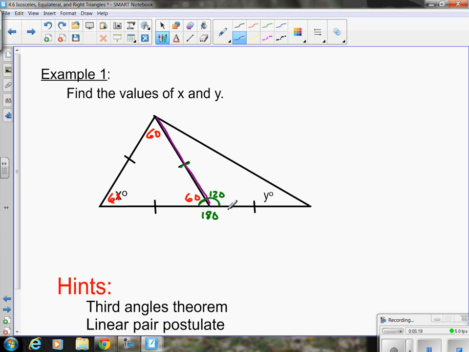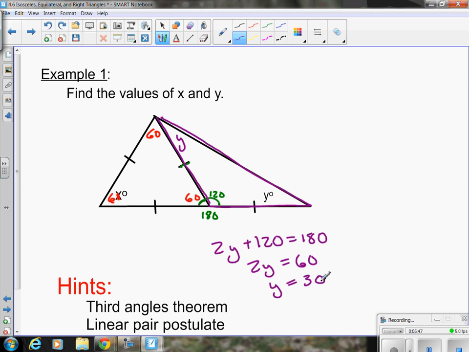This is also an isosceles triangle. So this one was equilateral, this one's isosceles, and I know in an isosceles triangle my base angles are congruent. So if this angle is y, that angle is y. So I could say 2y plus 120 equals 180. 2y would have to equal 60. Subtracting 120 from both sides, divide by 2, y equals 30. So those are my two answers. Y is 30, x is 60.